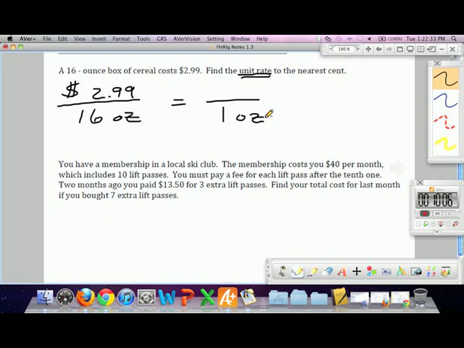So $2.99. Well, if you divide the bottom by 16, what's 16 over 16? 1. So we can turn 16 into 1 by dividing it by itself. So if we divide the bottom, let's divide the top. So you may want a calculator. And let's figure out what is $2.99 divided by 16.